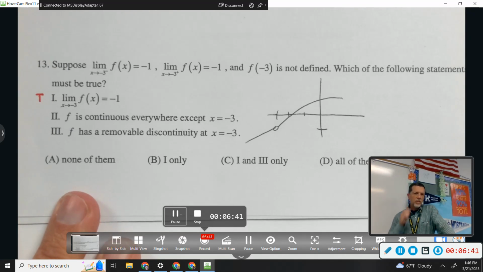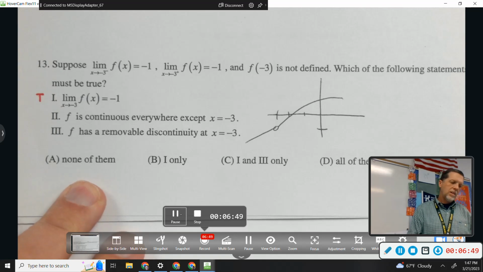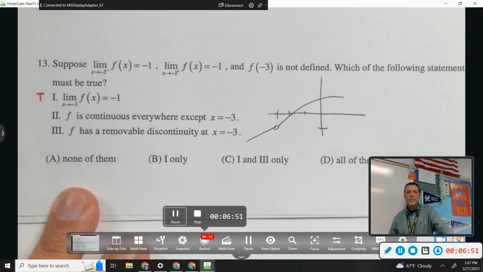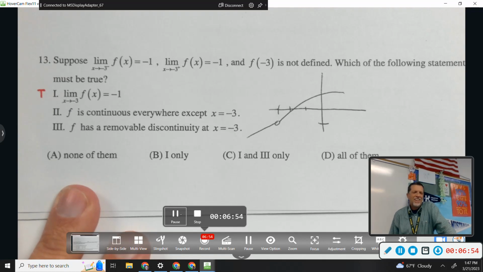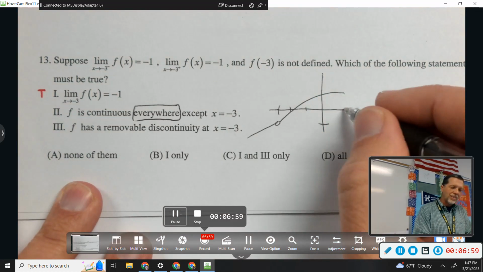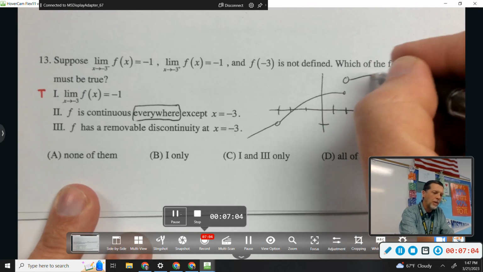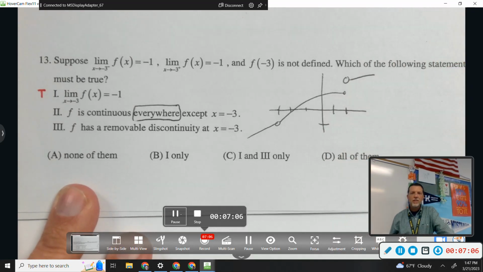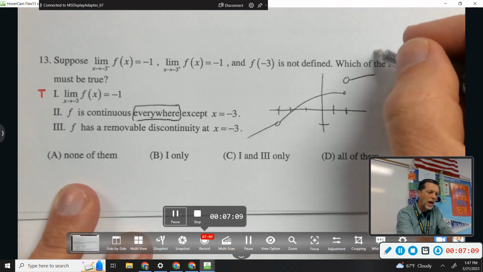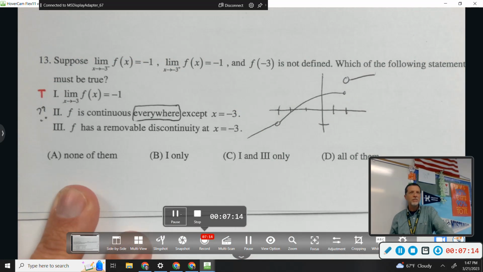F is continuous everywhere except at x equals negative 3. What do we think about that statement? That's not guaranteed, right? We aren't given the function. I don't know what's happening at x equals 2 or 7 or 10. Maybe it's a jump or something. Who knows? Maybe it just stops somewhere. Maybe, but maybe not. So that's not true. It's not necessarily false, but it's not true.